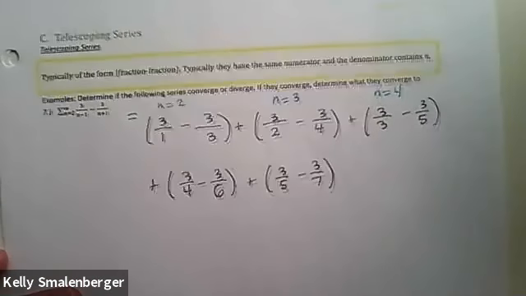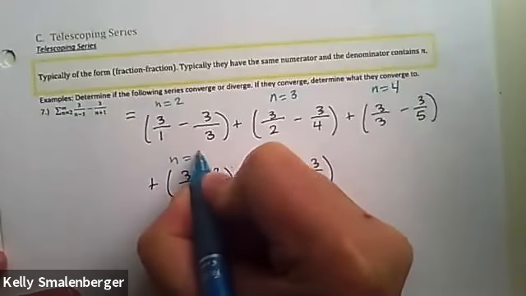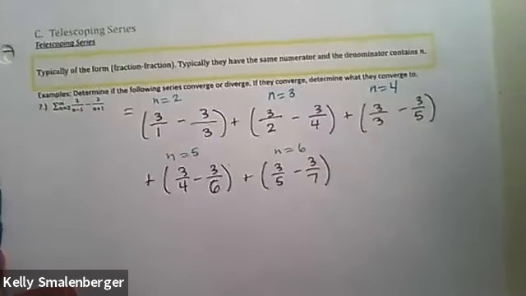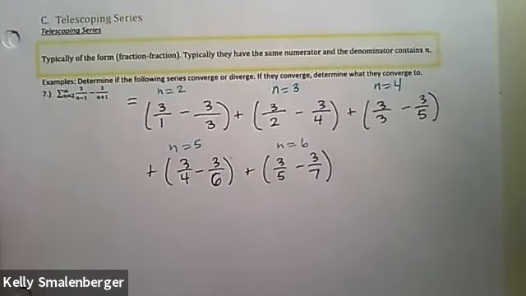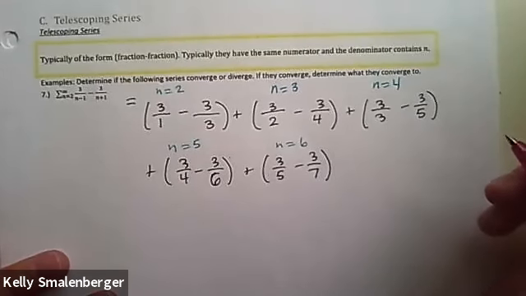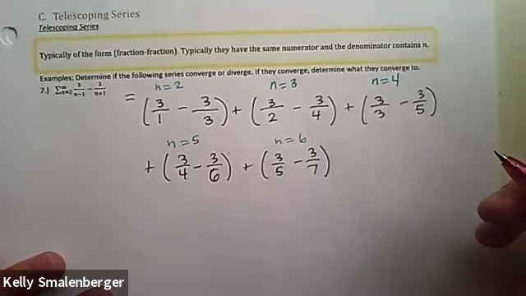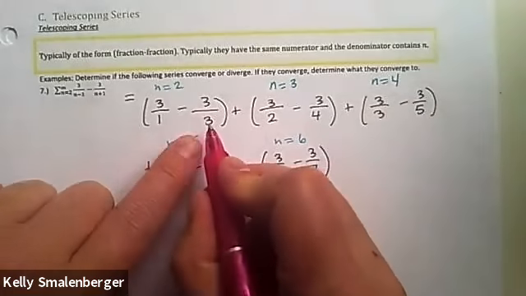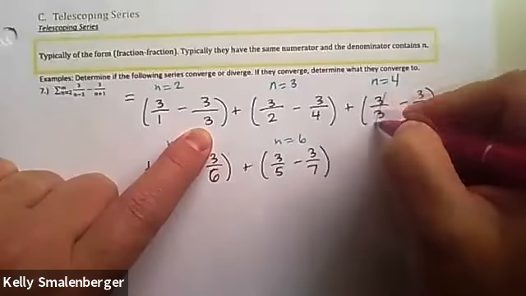All right, so I did to n equals 6. And then let's see if we can identify anything. What do you guys see that happens? So we expanded it out. We need to take a look at it. Look, I have negative 3 over 3 plus 3 over 3. That equals 0.